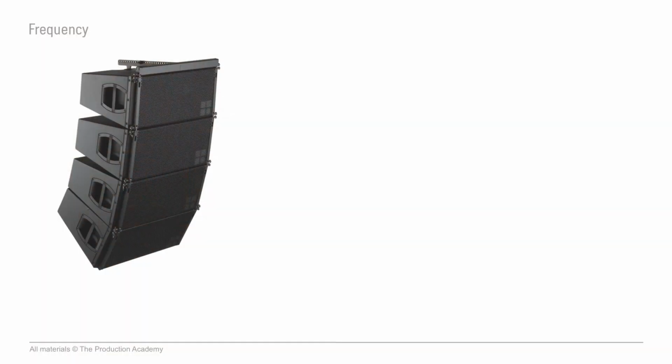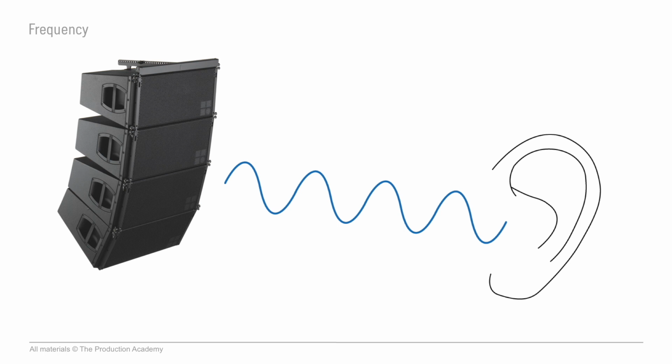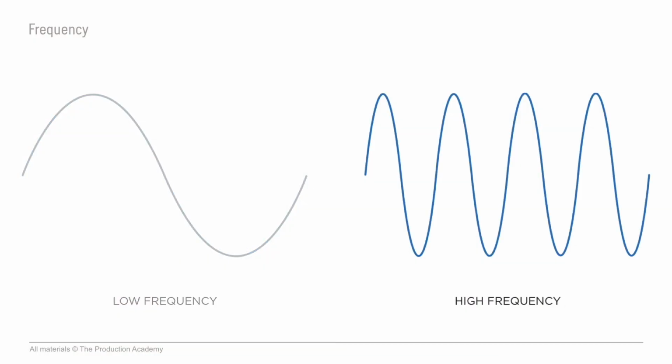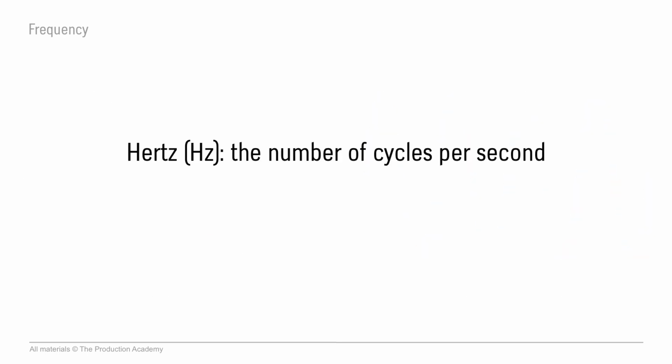Let's begin. In audio systems, speakers create sound waves. When these waves hit our ear, they vibrate the eardrum, which is how we hear sound. We use the term frequency to describe how fast a wave cycles. A low frequency will cycle slower than a high frequency. We measure this in hertz, which is the number of cycles per second. The range of human hearing is approximately 20 hertz to 20,000 hertz. That's 20 cycles per second, all the way to 20,000 cycles per second.